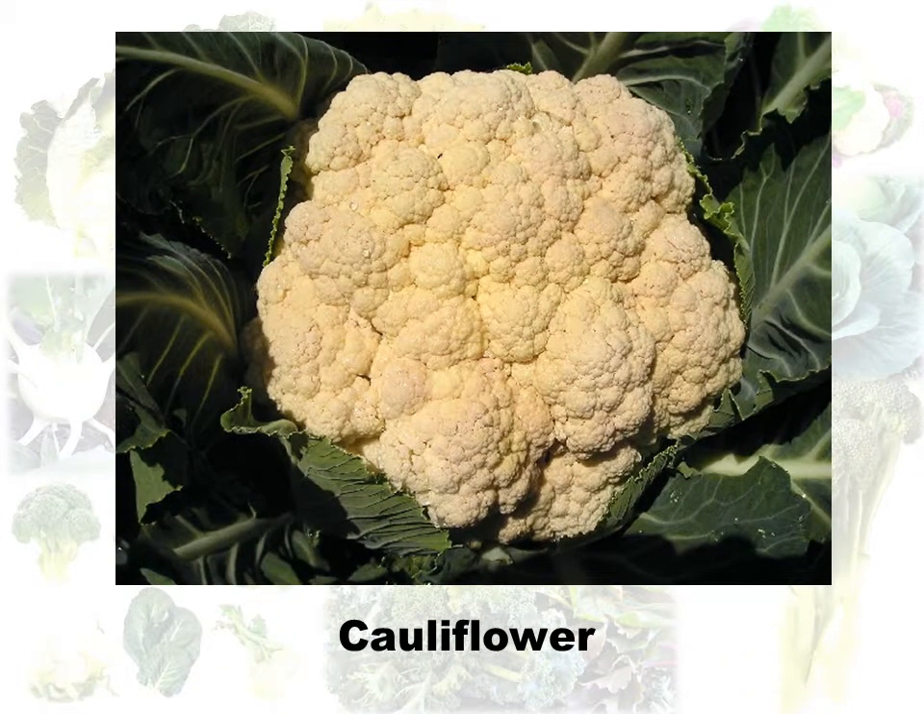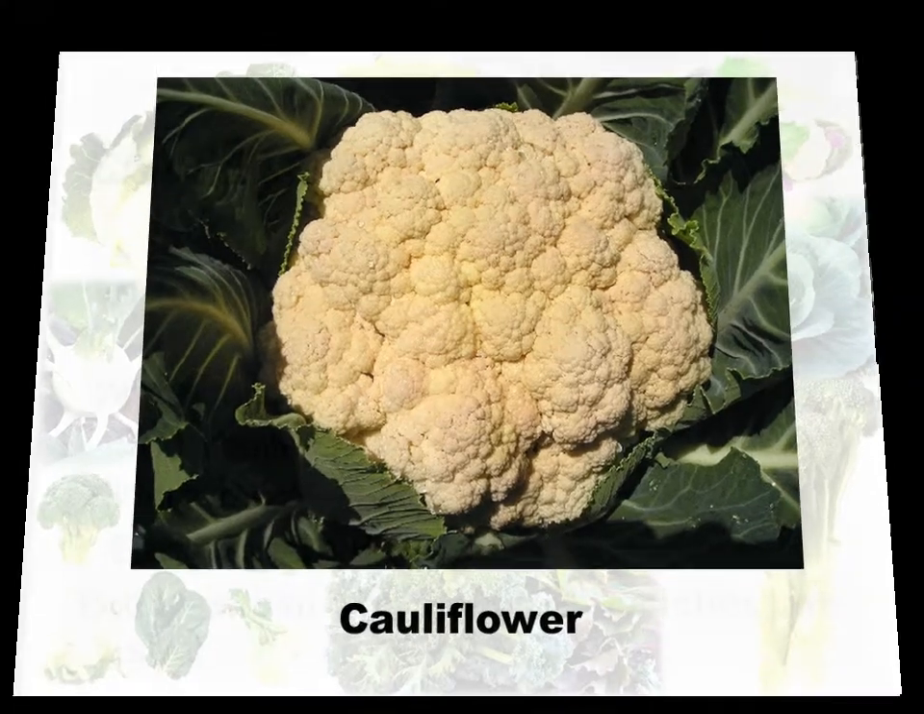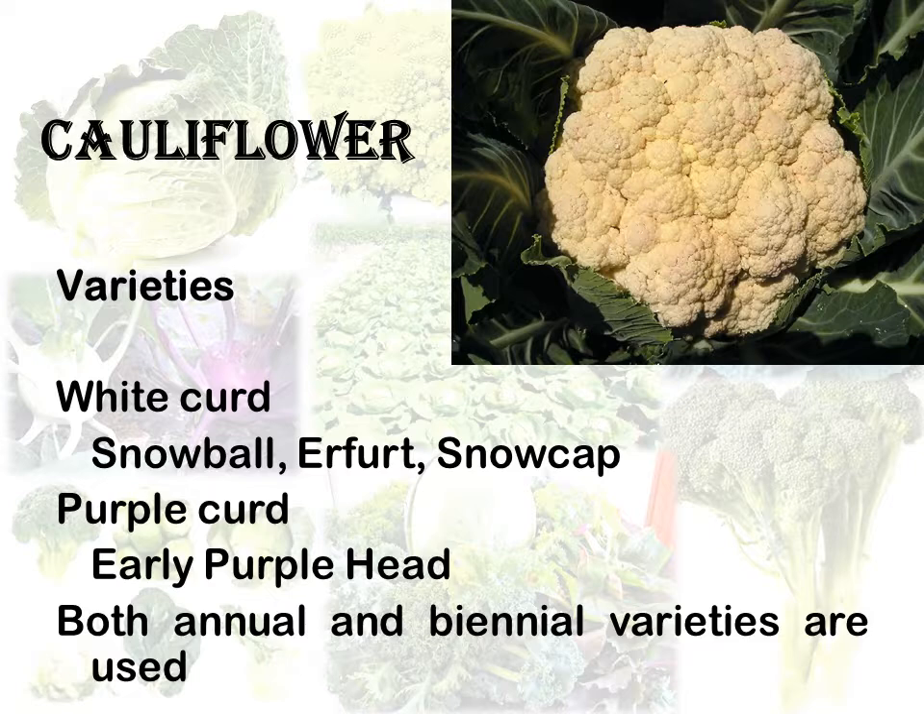So cauliflower, I think it is mostly liked by people. People use cauliflower for different vegetables and different curry purposes. So again, varieties, this is the important one. So what is the fruit? Fruit we generally call curd. So always remember this is the curd.